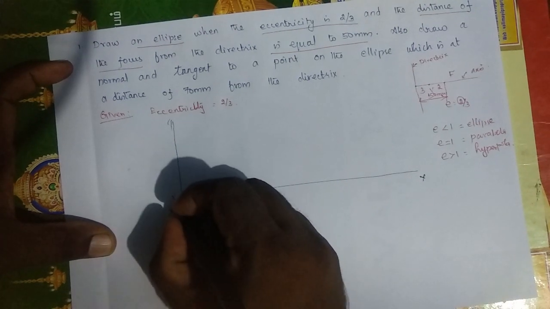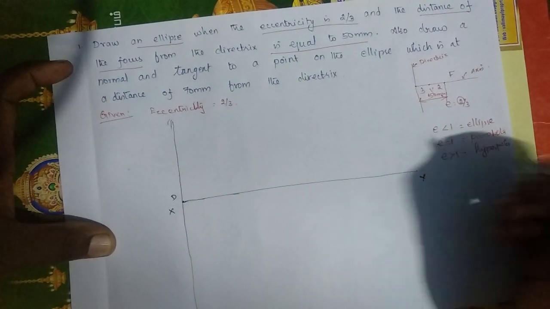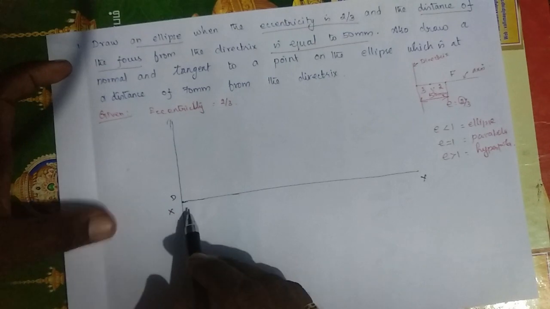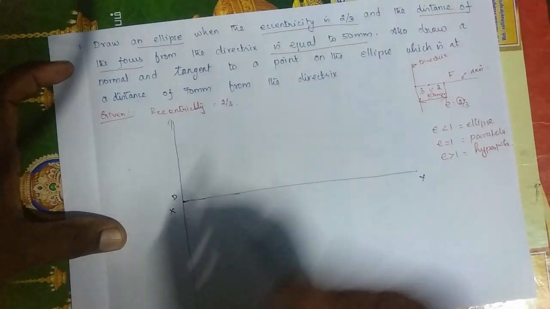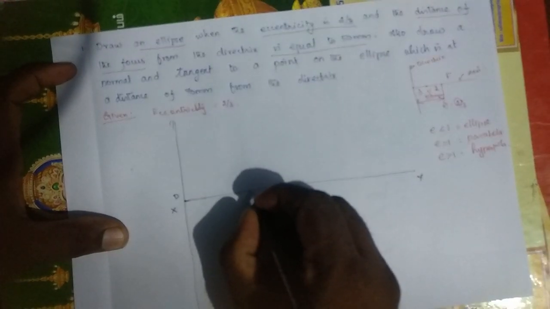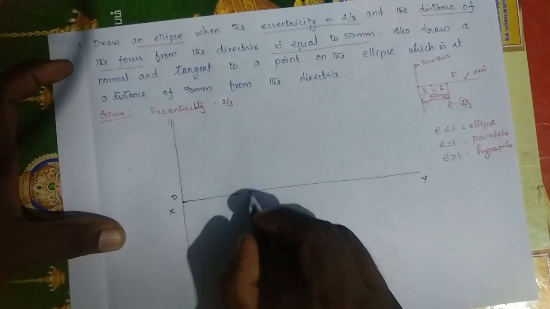I am taking this point as D, and now I need to take the distance from the focus to the directrix, which is 50 mm. So now I am going to take this value of 50 mm from here.